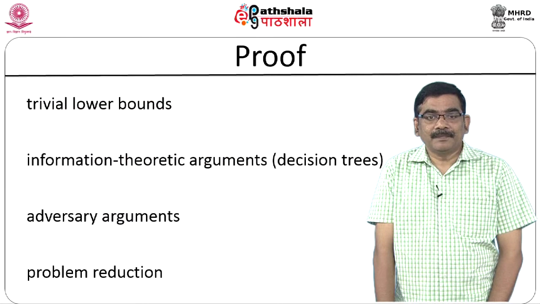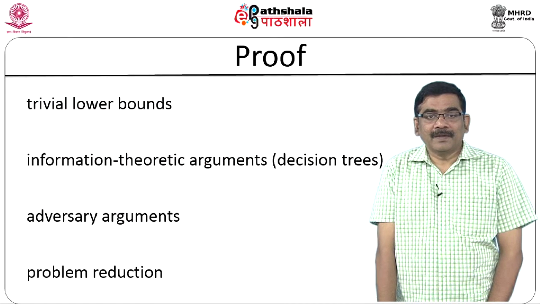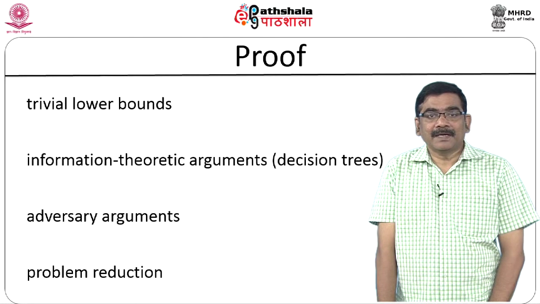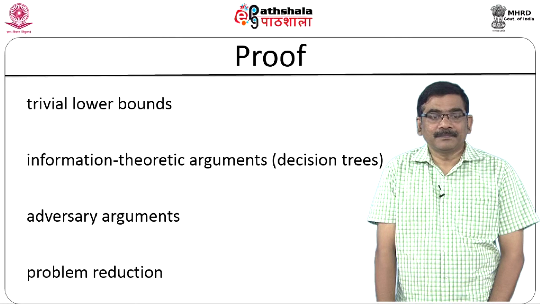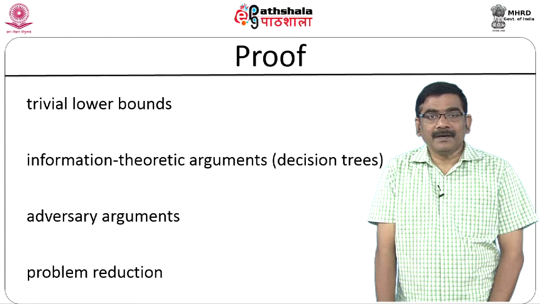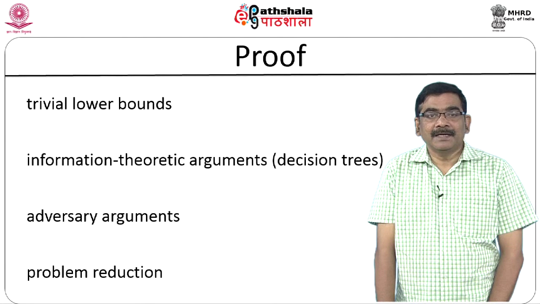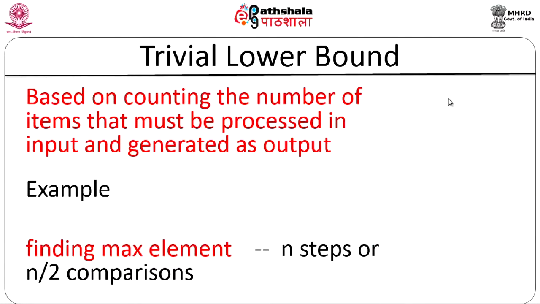What is the proof? Once you have the lower bound and upper bound, you can prove them by means of certain proof strategies. These are some of the proof strategies that are available. One is called the trivial lower bound, next is the usage of decision trees, the third is called the adversary argument, and the fourth is called problem reduction. So, these are proof techniques.